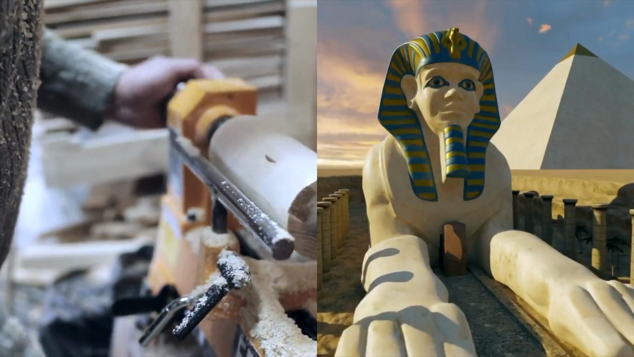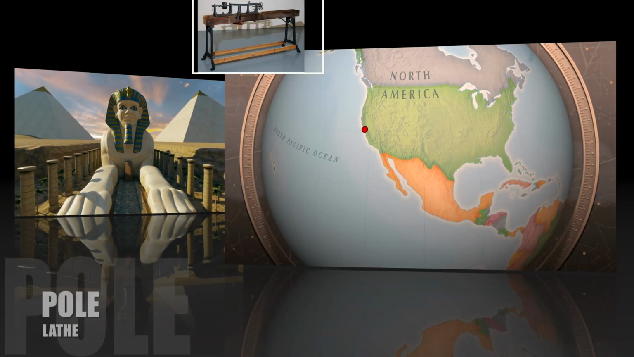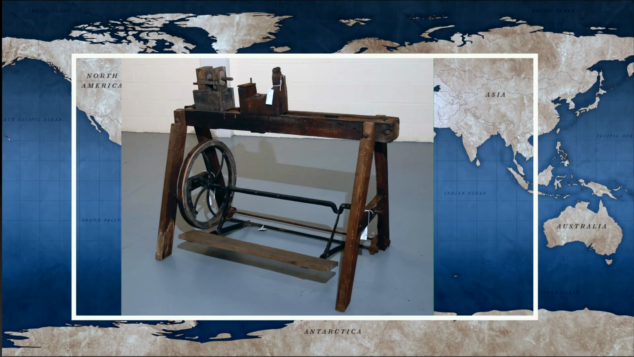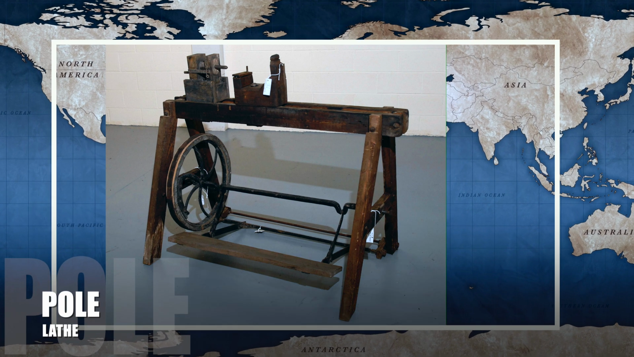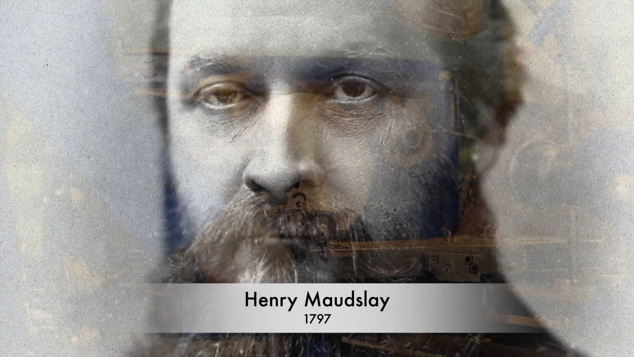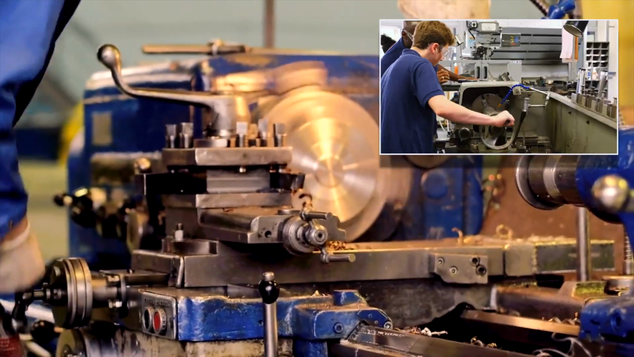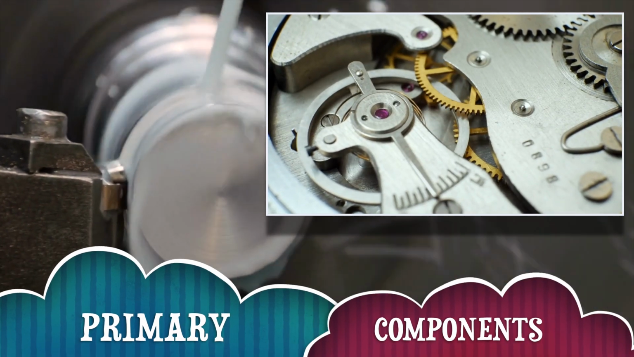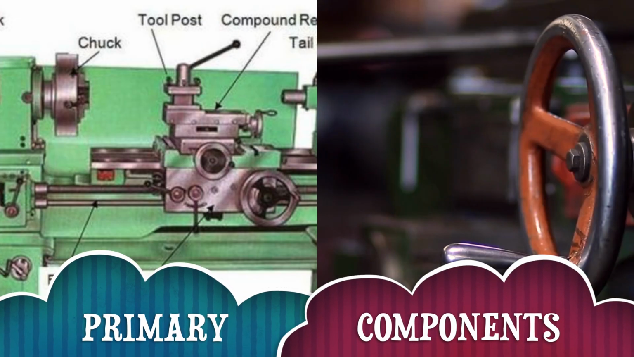The lathe's history dates back to ancient Egypt around 1300 BCE. However, the first recorded lathe design was the pole lathe, which emerged around 1,000 years ago. Fast forward to the Industrial Revolution, and Henry Maudslay, an English engineer, invented the modern screw-cutting lathe in 1797, revolutionizing the manufacturing process. Now, let's take a closer look at the primary components of a lathe machine.